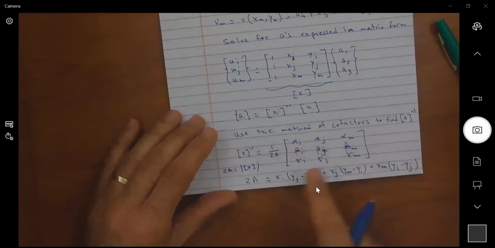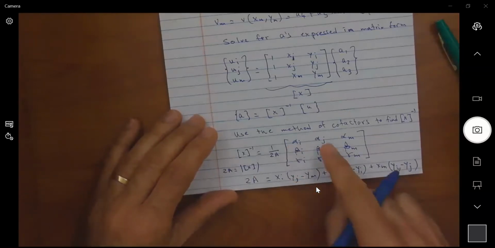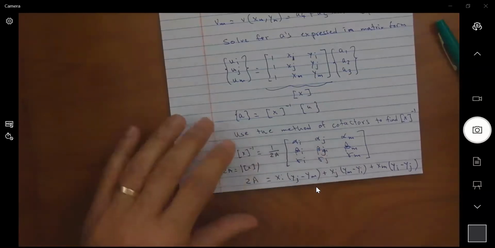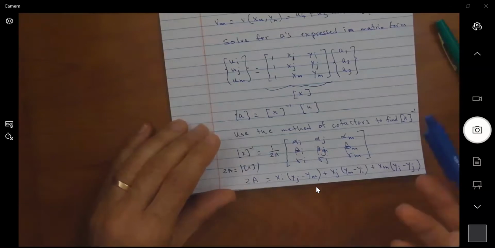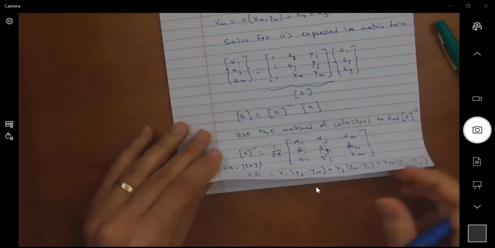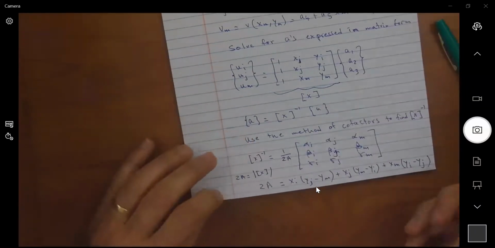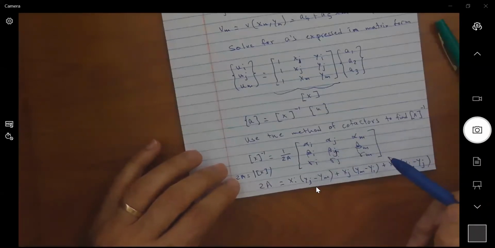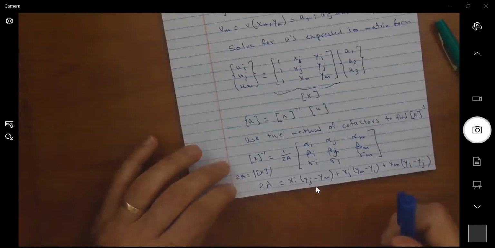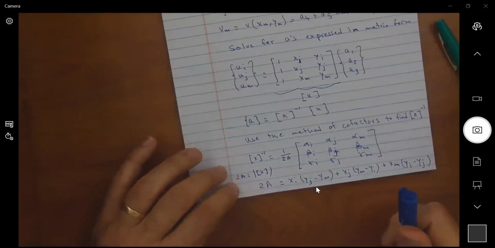The alphas, betas, and gammas are the elements of the transpose of the cofactor matrix that I'm going to share with you next time when we continue. So we're going to stop here and continue next time.